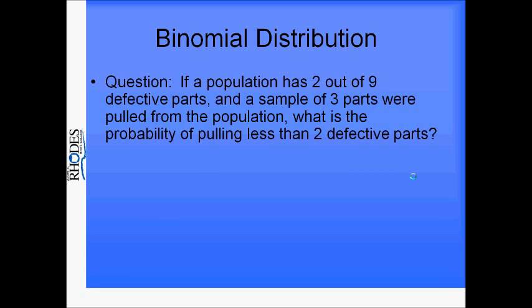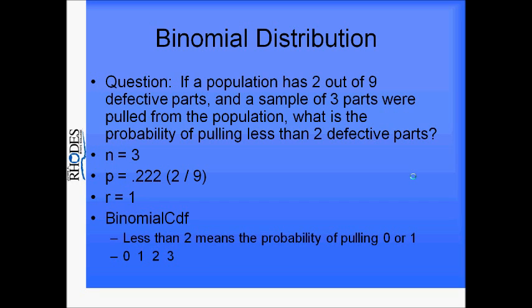Alright, so we're going to stick with this. If a population has 2 out of 9 defective, sampling 3 parts still, so we know N is 3 and P is 2 out of 9, or 0.222. Now the challenge is always figuring out what R is going to be. In this case it says pulling less than 2. So N and P, we know those. Now R, less than 2. How did I get an R value of 1? Well, let's draw it out. And at home, I highly suggest this. Draw your sample size out. You can see down here at the bottom, I drew it out. I'm pulling 3.